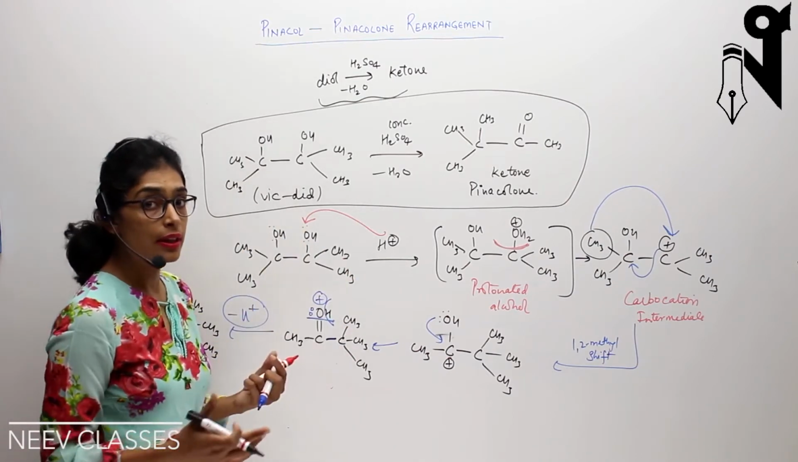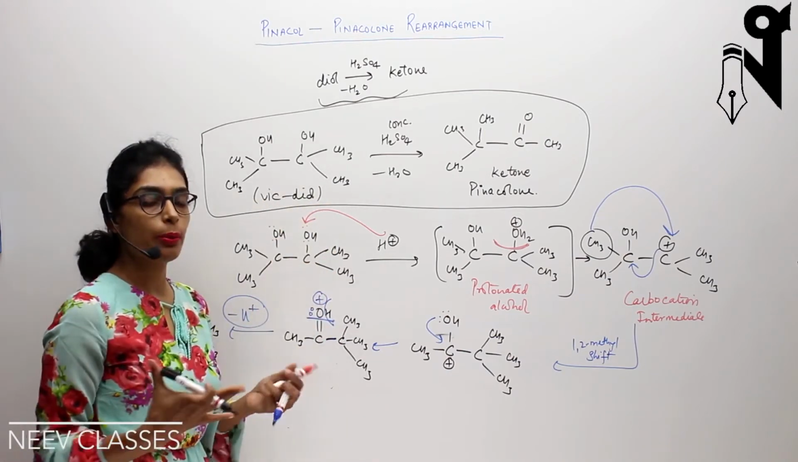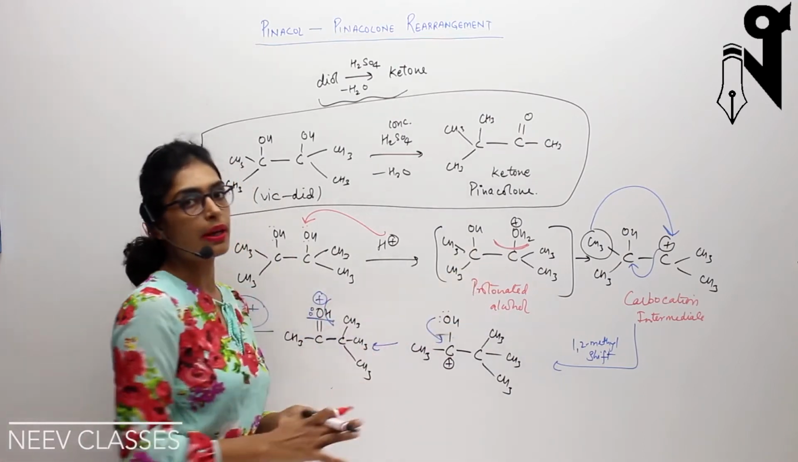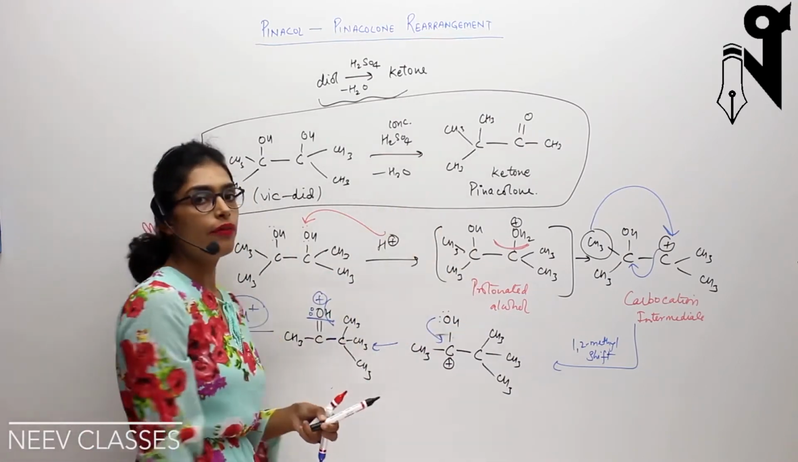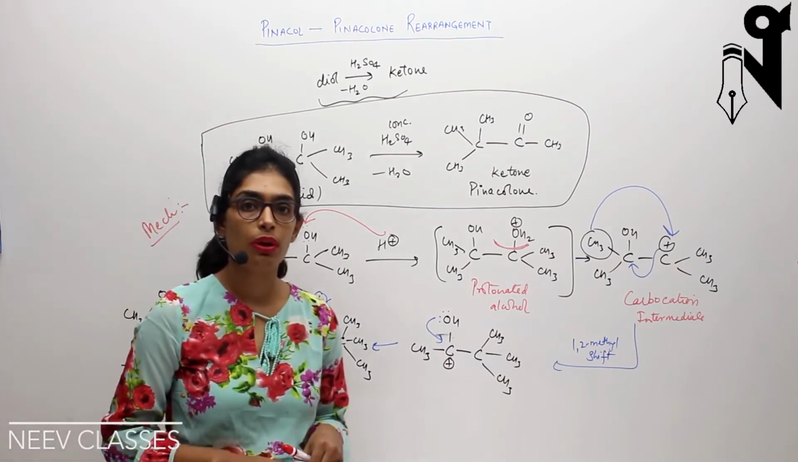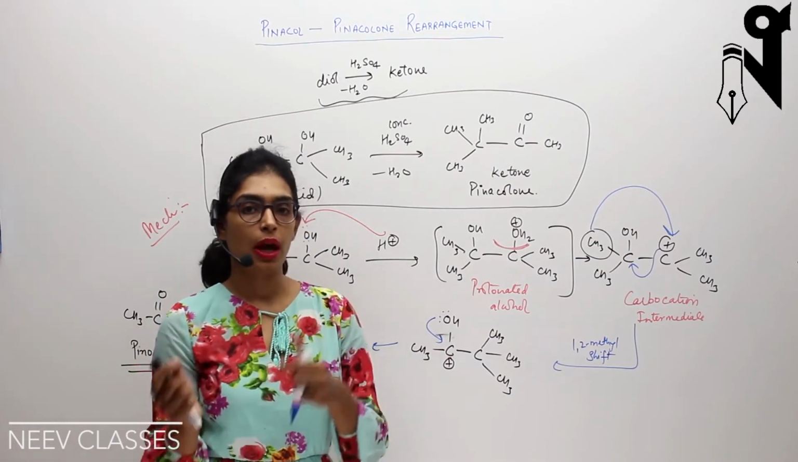So it's not necessary that when we say pinacol-pinacolone rearrangement, you will always get this molecule. You may get some other molecule similar to this, and you have to do the same mechanism to get a similar kind of ketone. Now one more thing you have to remember is we have already spoken about the migratory aptitude of the species when the carbocation forms.